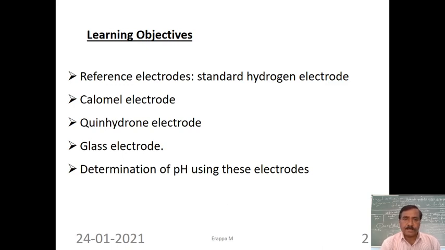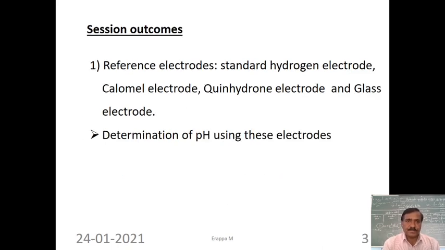Today's topic is reference electrodes. An example for this is the standard hydrogen electrode. Another one is the calomel electrode, the quinhydrone electrode, and the glass electrode. Then, how do you determine the pH using these electrodes?